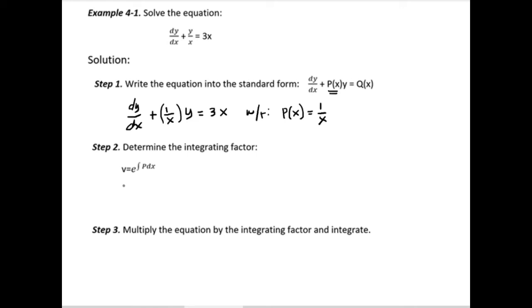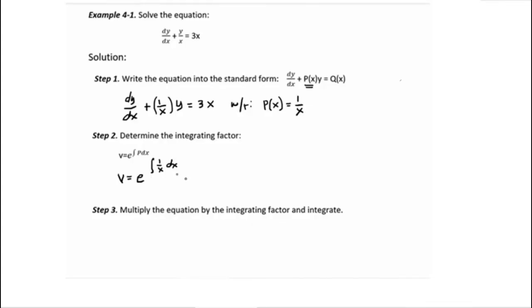The formula is v equals e raised to the integral of p dx. So we have here v is equal to e to the integral of p, which is 1 over x, then dx. Then it is equivalent to e to the integral of dx over x, which is ln of x. Then simplify using the ln property, then that is equal to x.